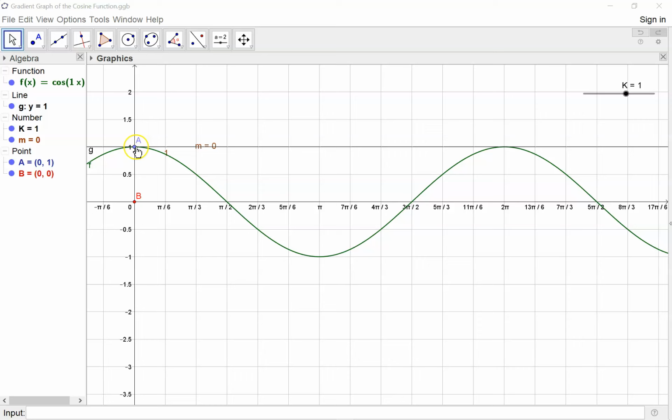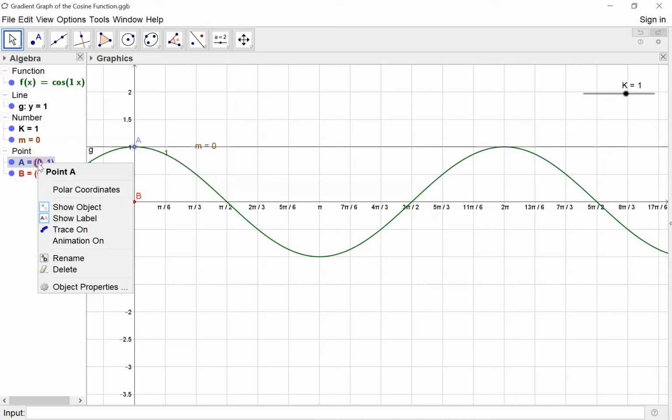We have a turning point at 0 and a turning point at pi, so the largest rate of change is going to be halfway between, in this case at pi on 2. Then between these two turning points, we're going to have a positive gradient. Again, the highest rate of change is going to be halfway between the two turning points.